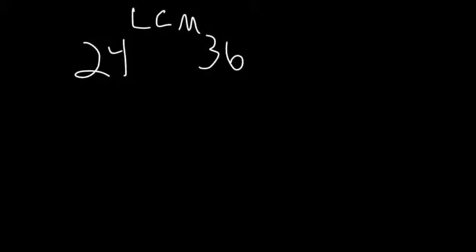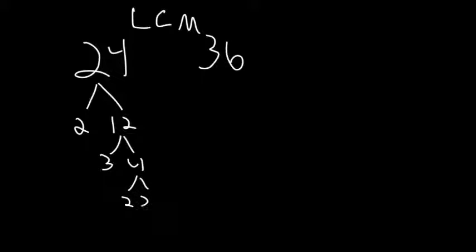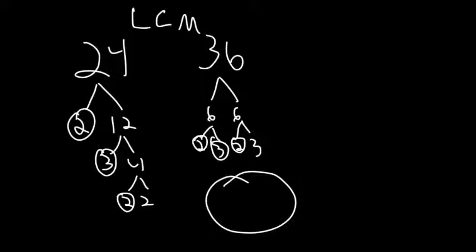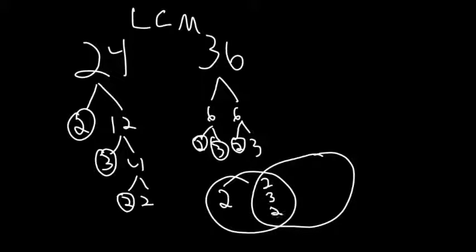Let's do one more, 24 and 36. Now 24 won't go into 36 evenly, so let's factor that. So 24 is 2 times 12. 12 is 3 times 4, and 4 is 2 times 2. 36 is 6 times 6. 6 is 2 times 3. 2 times 3. So I got a 2 in common, a 3 in common, and a 2 in common. So I got a 2 left over there, a 2, a 3, and a 2 in the middle, and a 3 left over. So I just need to multiply all this.